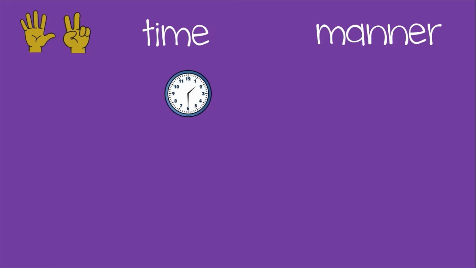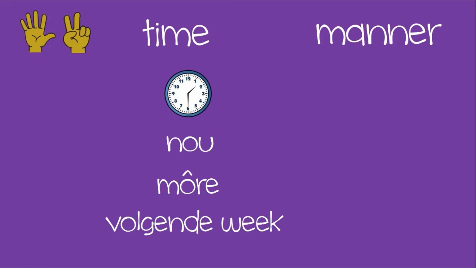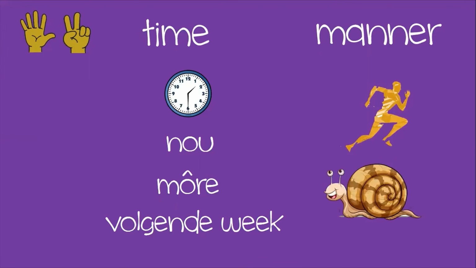Number 7. What if we have a time word or manner? An adverb of time and manner in the sentence. Waar gaan ons dit insit when we turn it from the bedrywende to the lydende vorm? Now, time words are words like nou, môre, volgende week, indicating the time when the action is being done. Manner is the way the action, the verb, is being done. Vinnig of stadig, there are obviously some more.